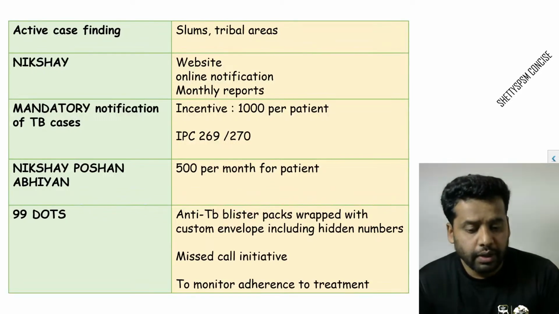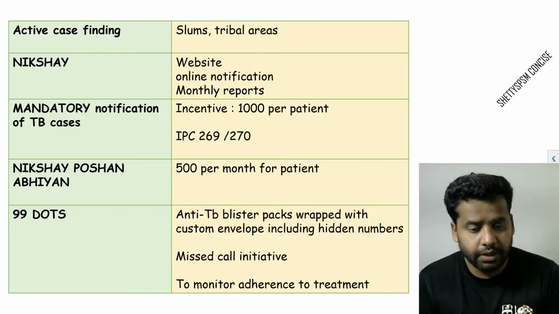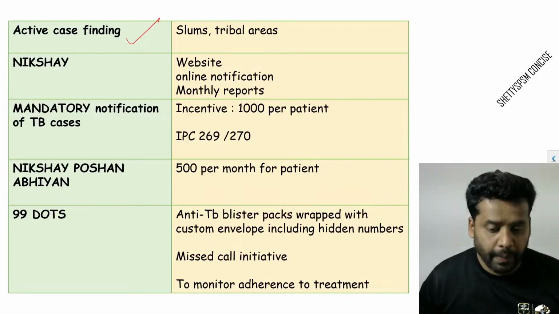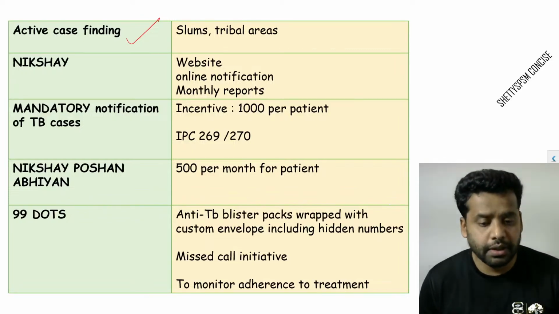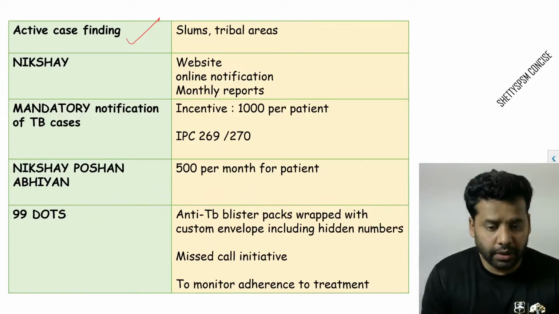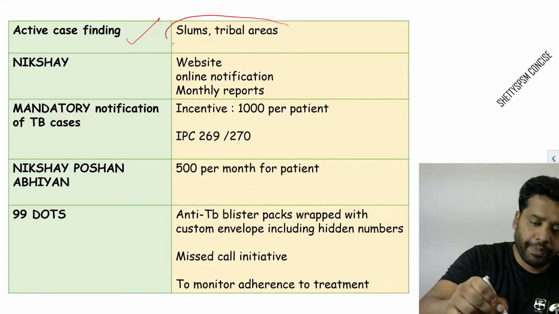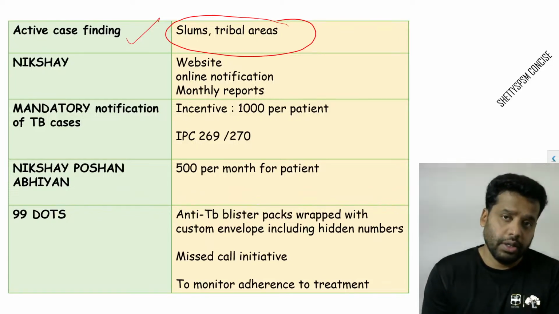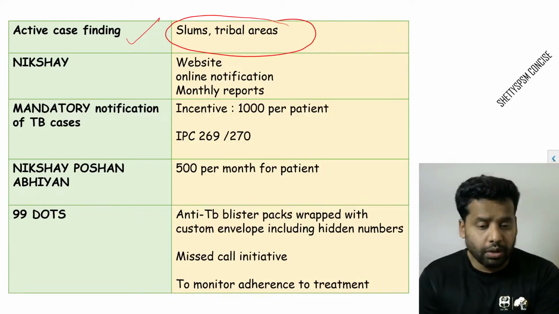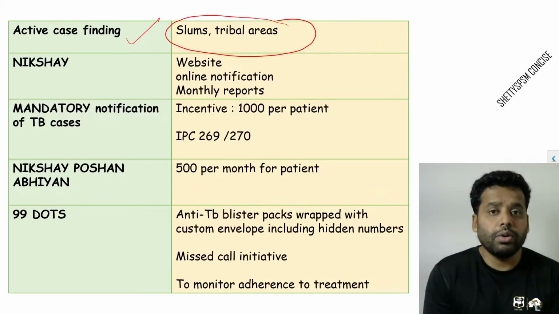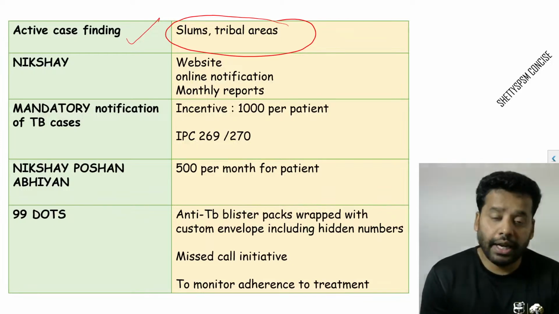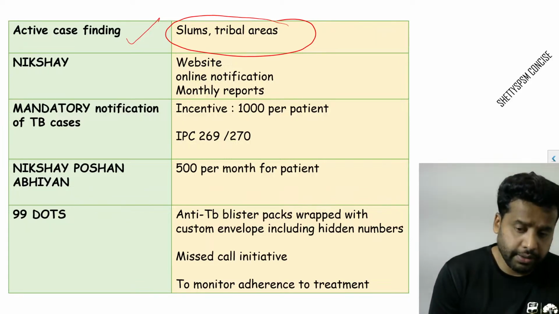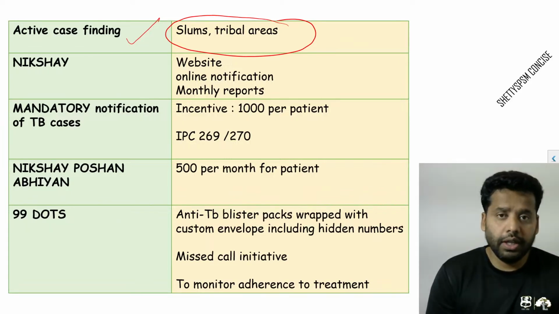Tuberculosis, always remember, when the patient is coming to the hospital, that is passive case finding, but you are asking health workers to go into the community and detect the cases of tuberculosis. You will be going to slums, tribal areas, those areas where there is overcrowding. If you are going there and detecting the cases, it is active search of cases. So there are two things, passive case finding and active case finding. Active search in overcrowded areas.